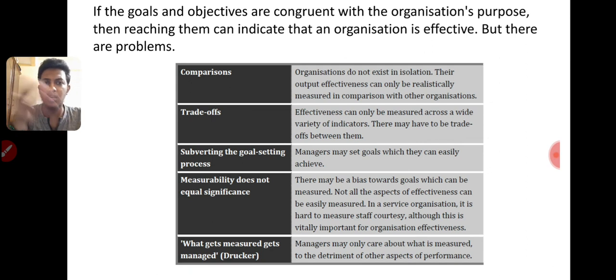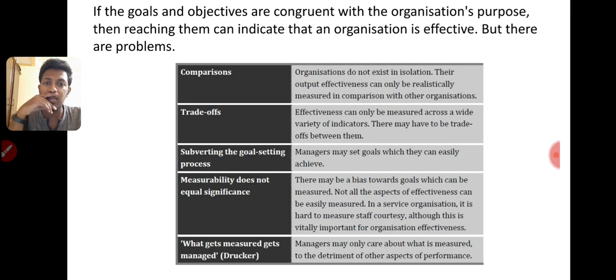Then, measurable does not equal significant. There may be a bias toward goals which can be measured. Not all aspects of effectiveness can be easily measured. In a service organization, it is hard to measure staff output. Right now, we can't say which bank is best at cashier work. Someone may say Commercial Bank and BOC are good, HNB is good in serving customers. But sometimes if I go to Sampath Bank, they are also good in service. I can't say that, right?